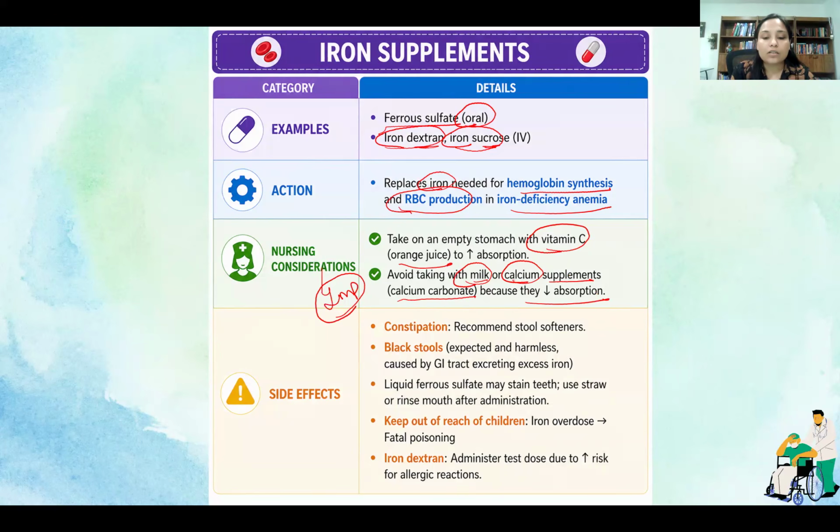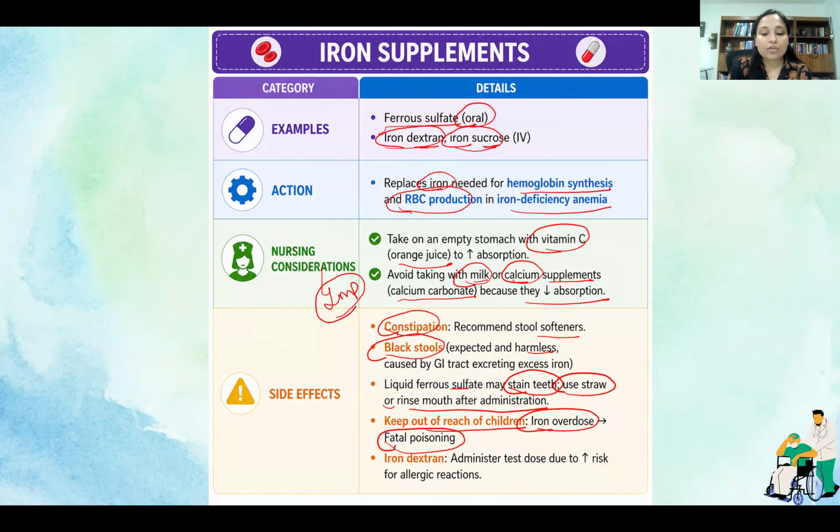Okay, it can cause constipation, so you recommend a stool softener. Black stool, that is an expected harmless side effect from iron. Liquid ferrous sulfate may stain teeth, specifically for children, that we need to keep an eye on. So the patient is advised to use a straw or rinse the mouth immediately after administration of iron. You have to keep it out of reach of children. Iron overdose can occur if they do take it accidentally, and that is a fatal poisoning.